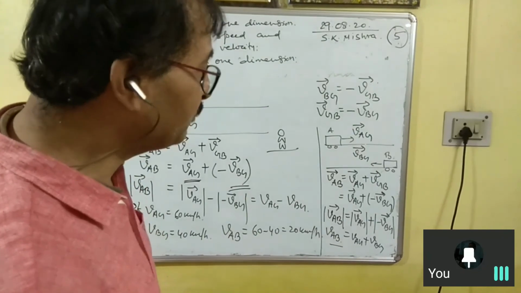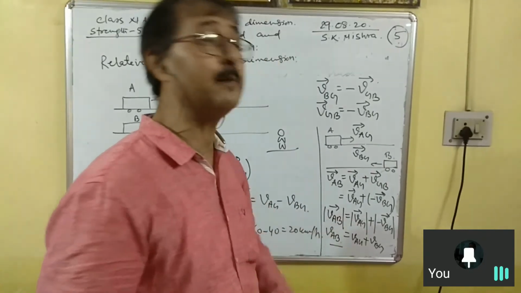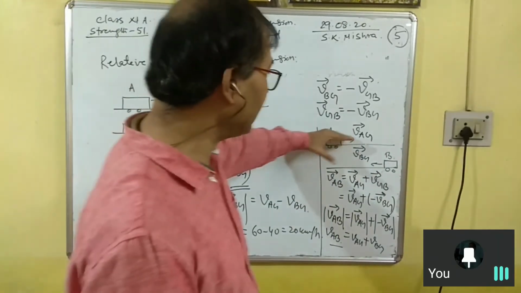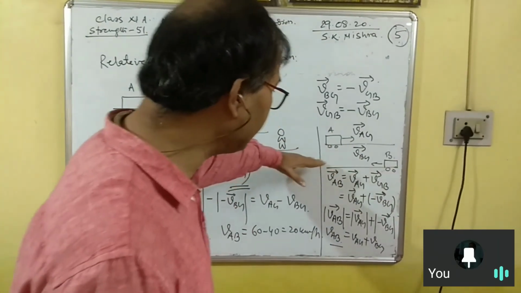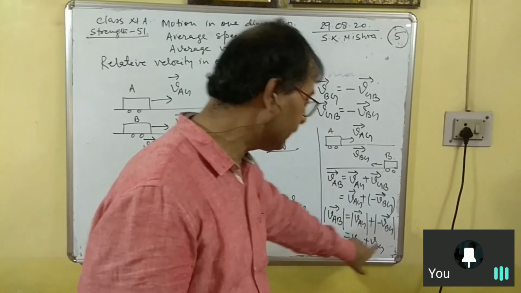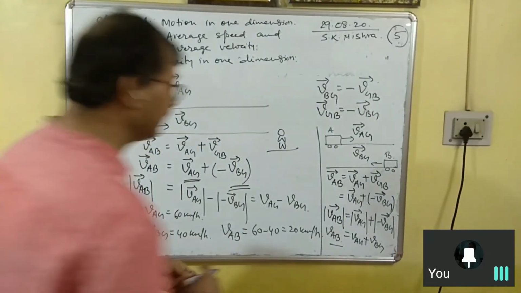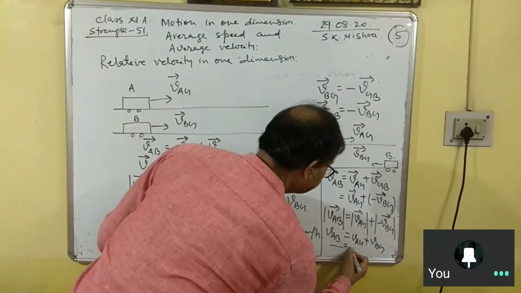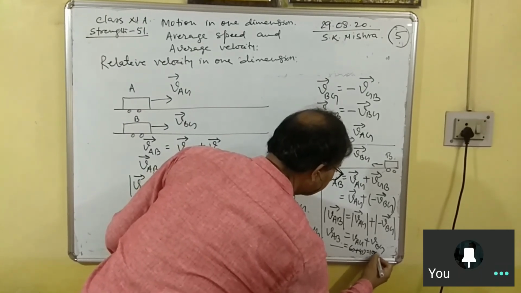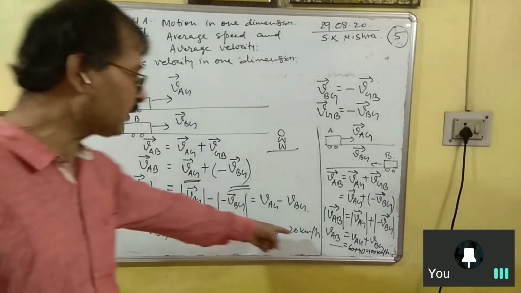So if the trains are moving in opposite directions, then the relative velocity of A with respect to B is nothing but the sum of the velocities of the two trains. If this is moving with a velocity of 60 km per hour and this is 40 km per hour, then the relative velocity of A with respect to B is 60 plus 40, that is 100 km per hour. So if you put the same values here, you are getting 100 km per hour. But here the answer is 20 km per hour.